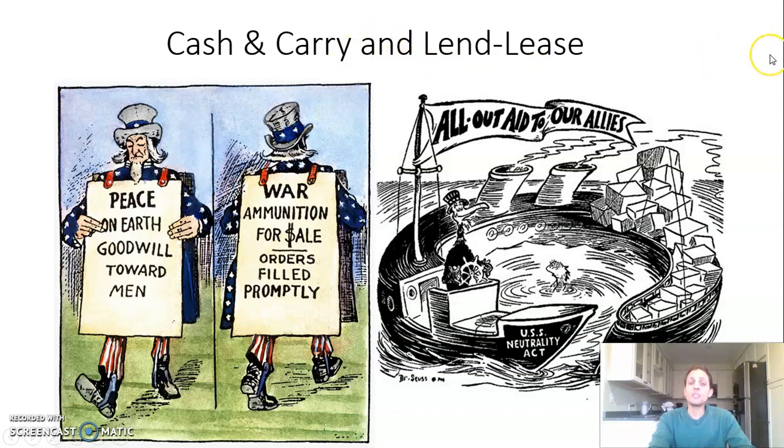The other program is called the Lend-Lease program. Now this is after Britain is struggling, and the Battle of Britain is happening, and they're getting bombed routinely each night and running out of resources. We're going to implement this idea of Lend-Lease, where now we're willing to lend them equipment and military supplies, or lease it to them.